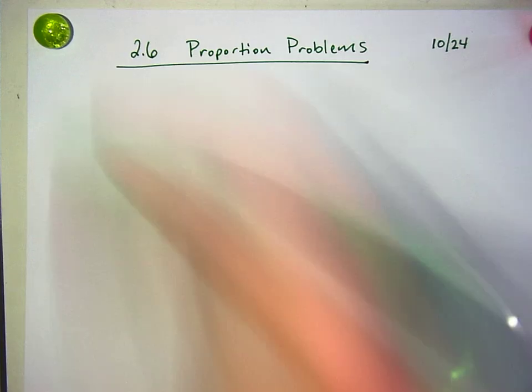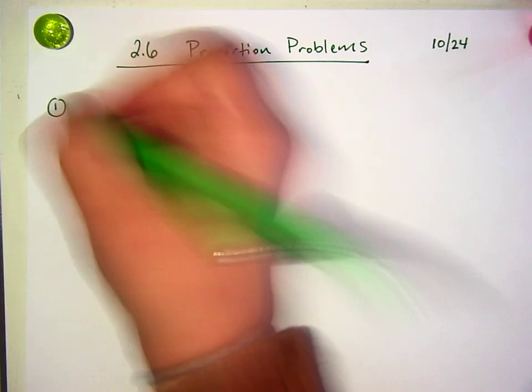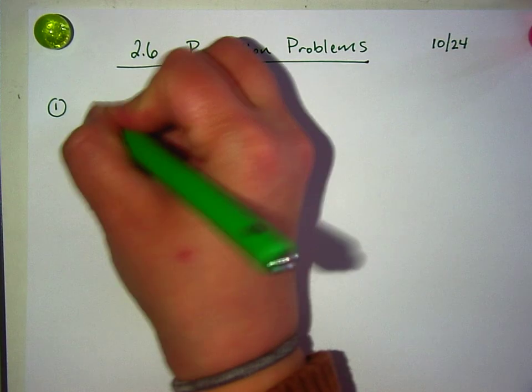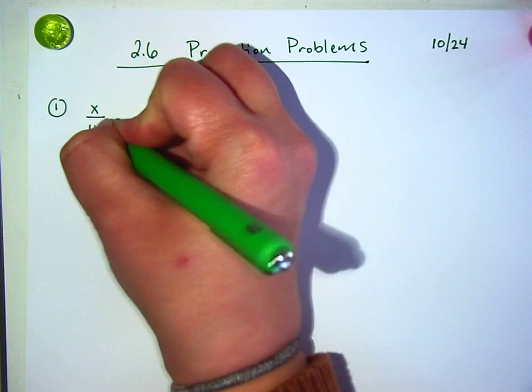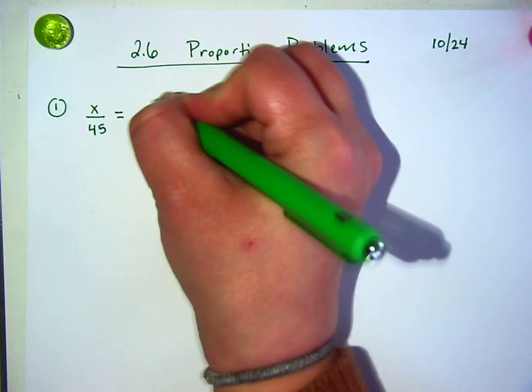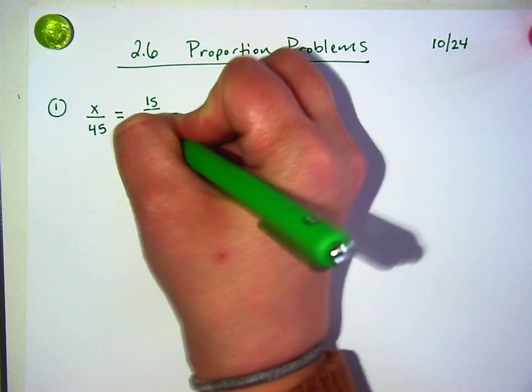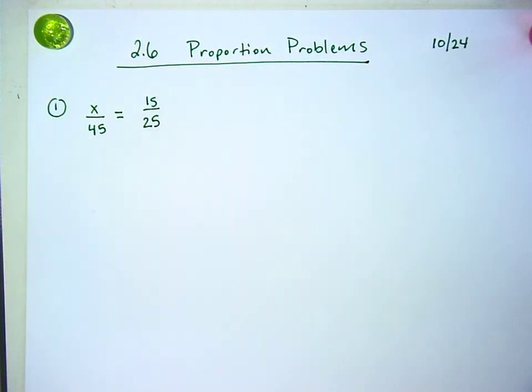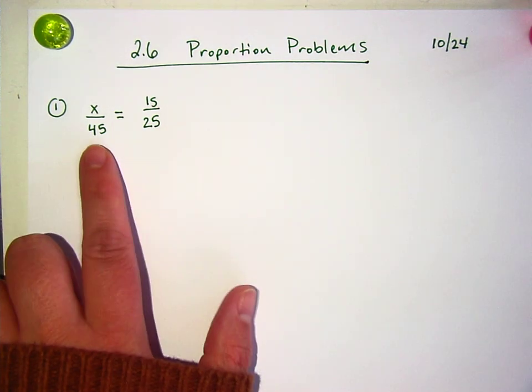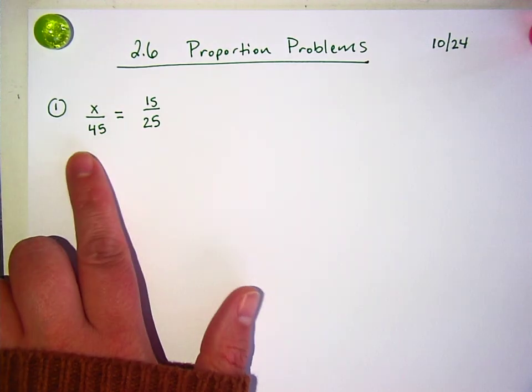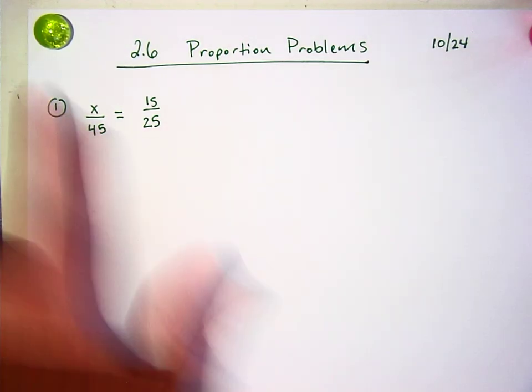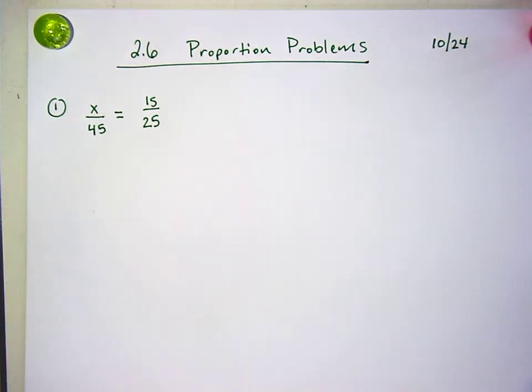First problem I want you to write down, number 1: x over 45 equals 15 over 25. Now, one way you could solve this problem is you could figure out 45 divided by what equals 25, or 45 times what equals 25, and do the same thing to the top but backwards. Or you can do something that's pretty simple. Anybody know?